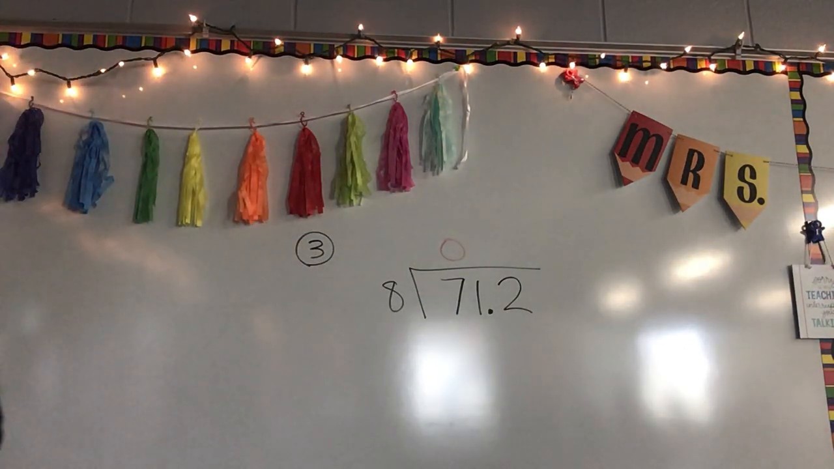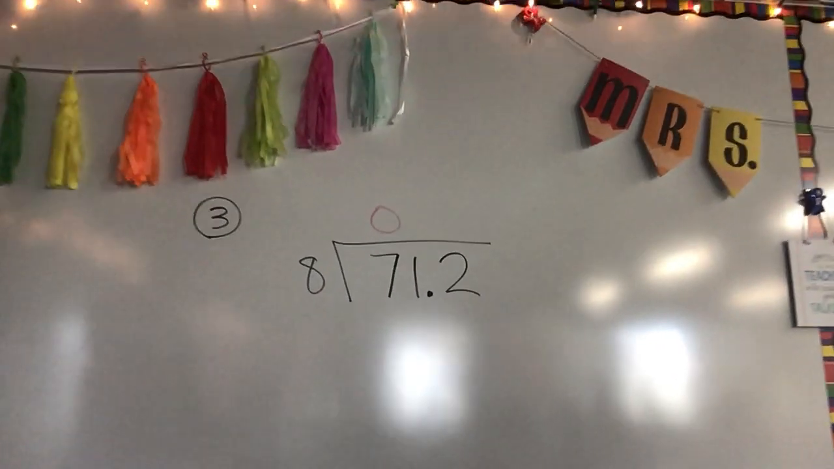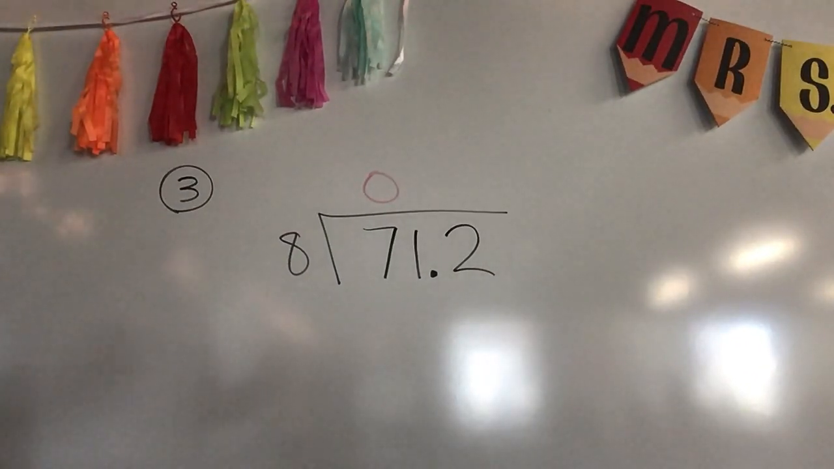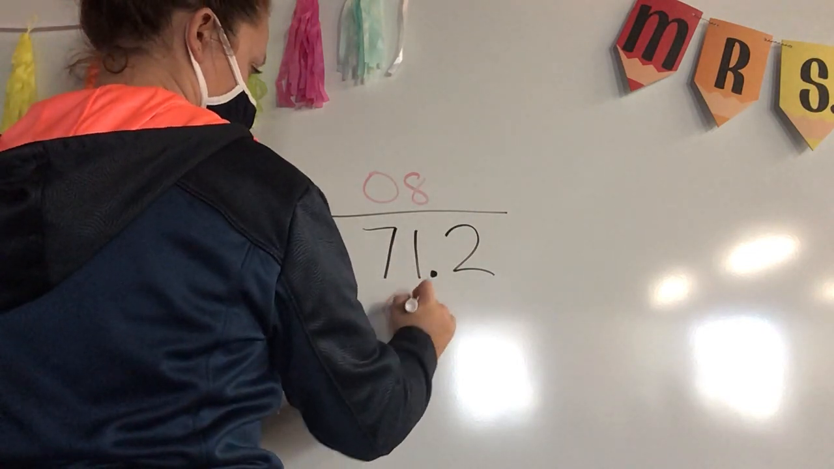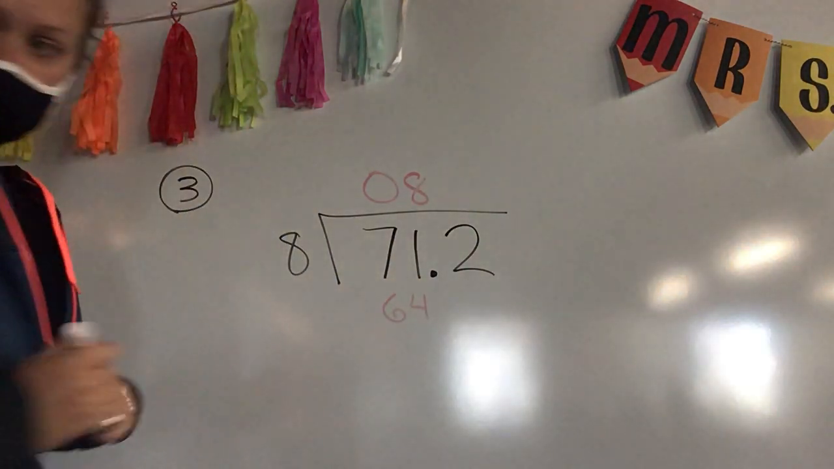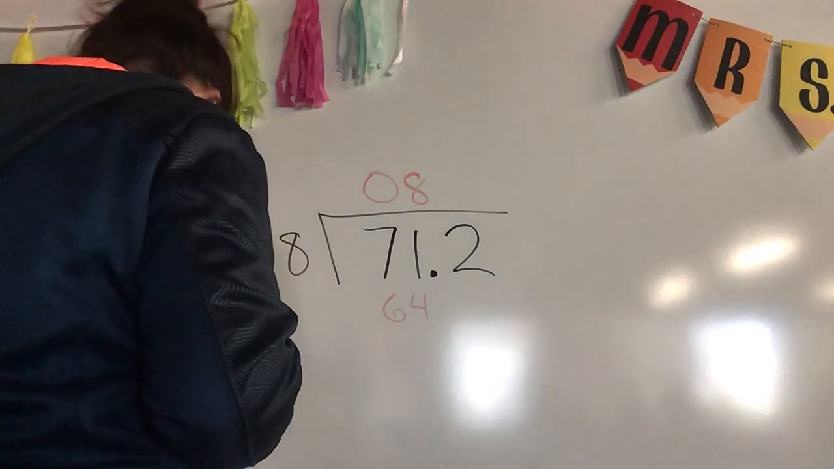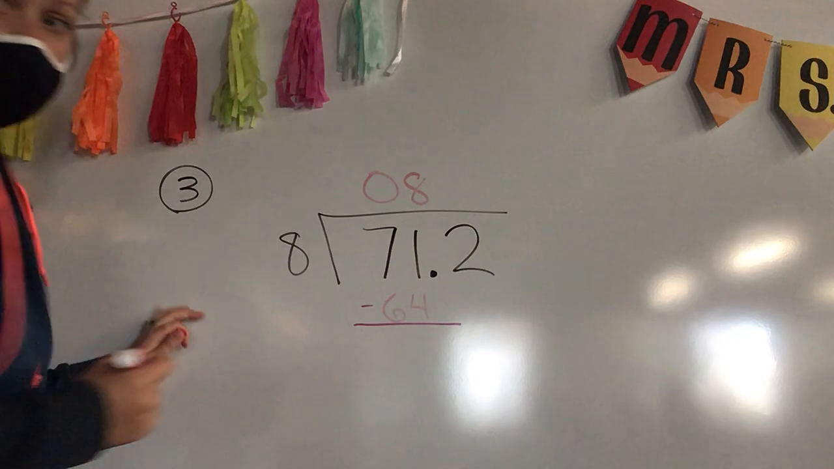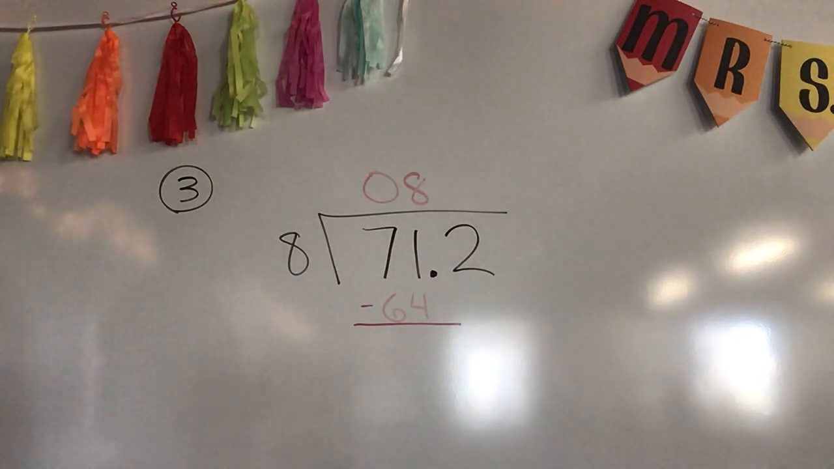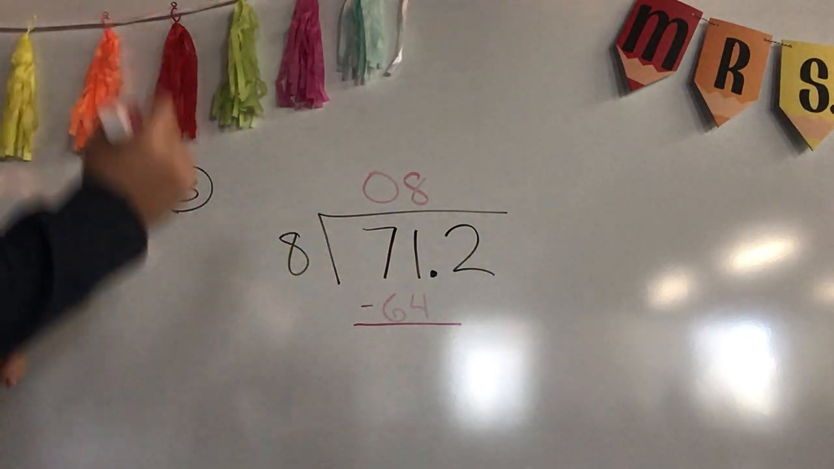What about 71 divided by 8? Yes. What would I get? 8. 64. Because 8 times 8 is 64. All right. When I subtract, then how many do I have left over? 13.